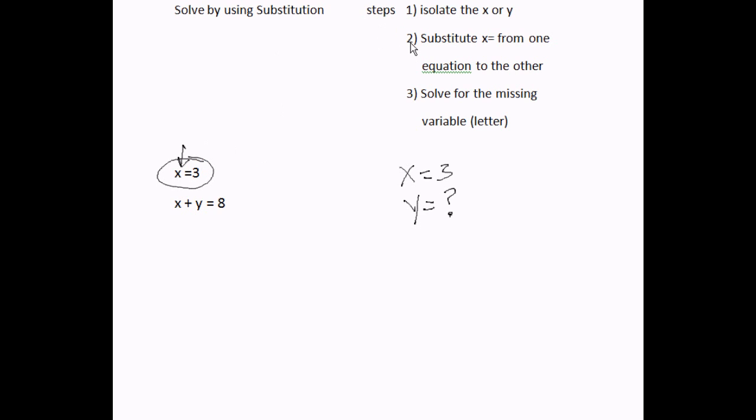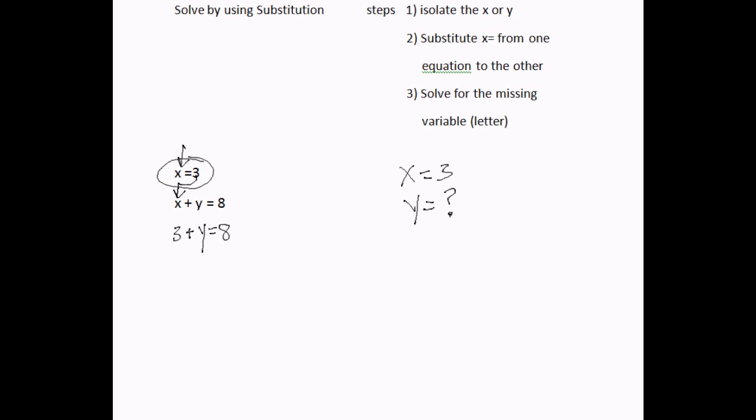X equals 3. Isolate the x. Well, x is isolated. Step 2, substitute the x from one equation to the other. X is 3, so I'm going to put a 3 into this x spot. So I'm putting this equation into this one. It says x equals 3. I put 3 into the x spot. And then I solve. Step 3, solve for the missing letter. I'm missing y. Solve it.